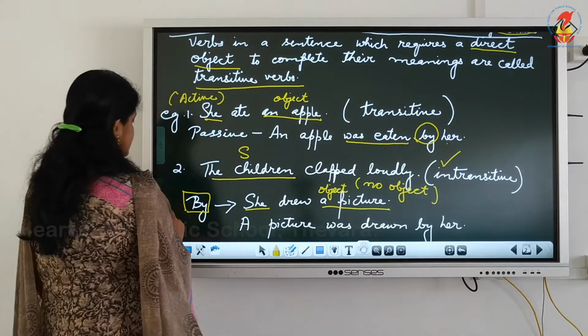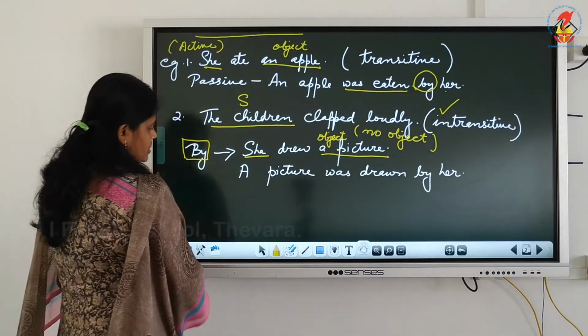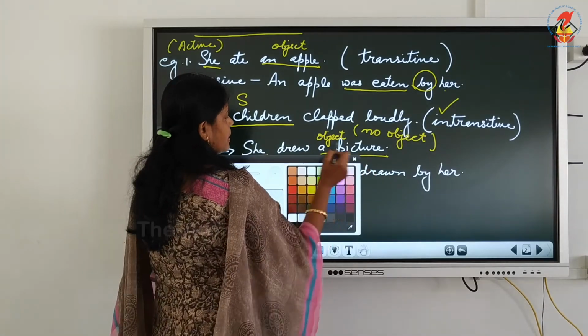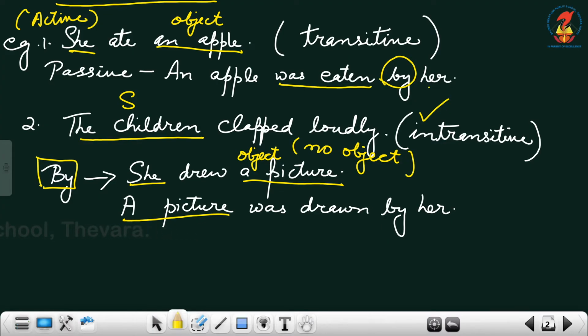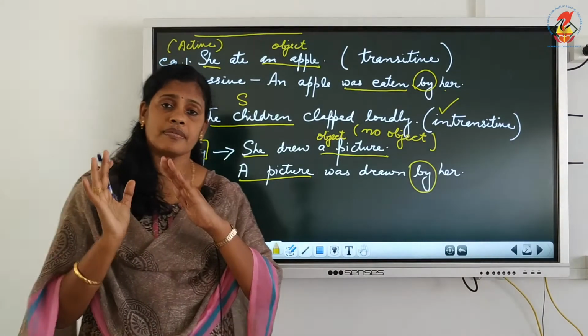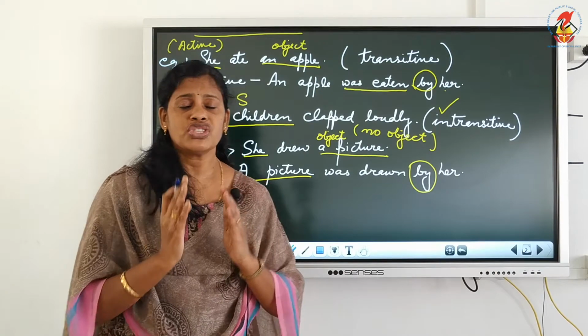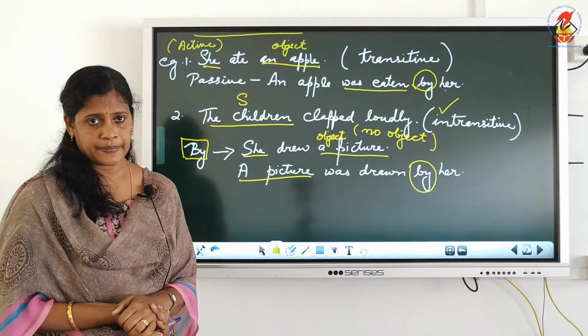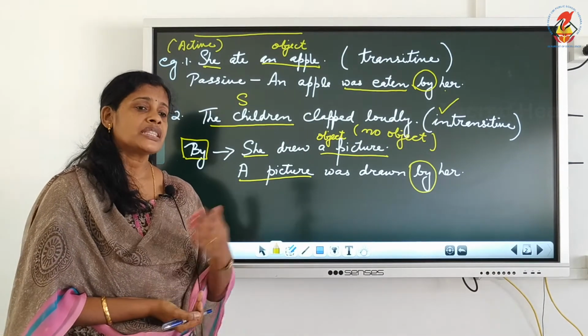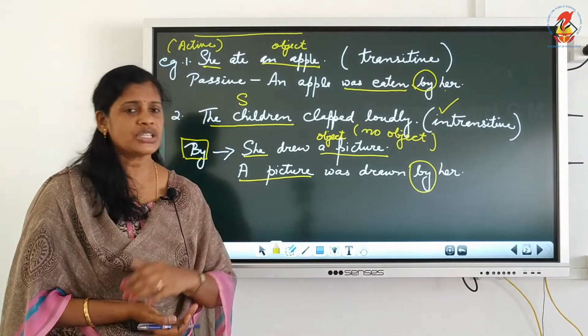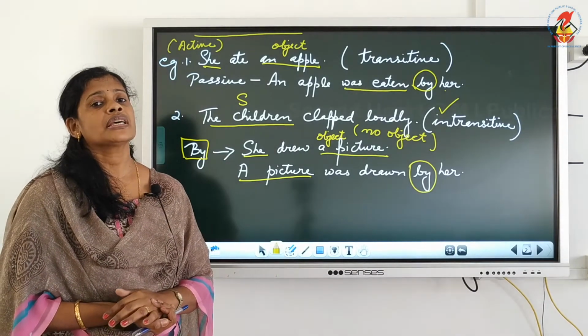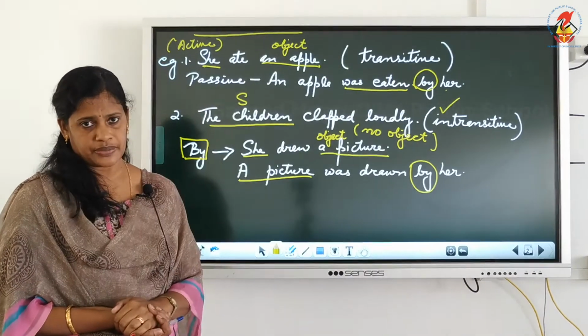So, in the next sentence you see, it's written as a picture, it became the beginning of the sentence. A picture was drawn again by her. The word she changed to her. A picture was drawn by her. When we convert from active to passive voice, we generally use the word by. In the active voice, the subject performs the action. In the passive voice, the subject receives the action.